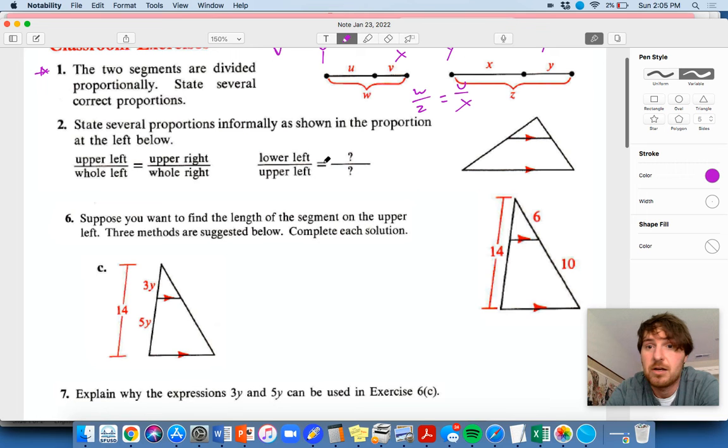Lower left to upper right. Let's see here. Lower left to upper right. Upper left, that's silly here. So that would be lower right to upper right. And then I could do whole left to lower left equals whole right to lower right.